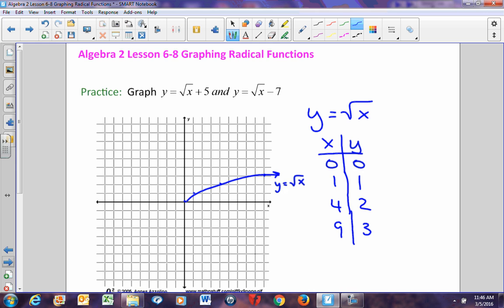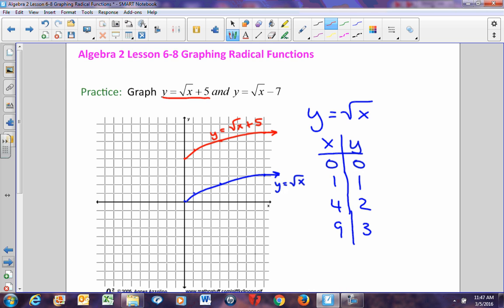So if I'm going to translate that 5 units up, I just need to take each one of these points, and I'm going to put this one in red. I move them 5 up. 1, 2, 3, 4, 5. So it's here, and then it's up here, and then this one, 1, 2, 3, 4, that one's there, and this 1, 2, 3, 4, that one's there. So there's the graph of that translated 5 units up. So that's y equals square root of x plus 5.